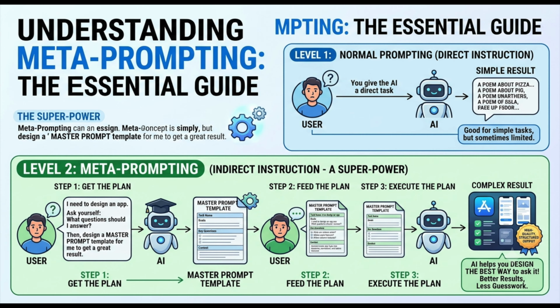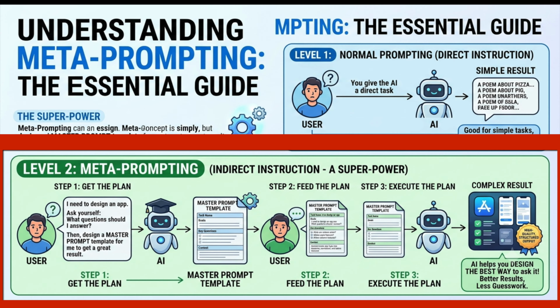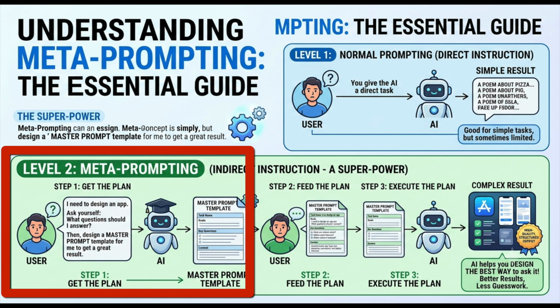Now let's go to level 2, which is meta-prompting. Meta-prompting, or the superpower. Instead of guessing how to ask the question, you ask the AI to help you design the perfect question. It happens in 3 simple steps. Step 1. Get the plan, the meta part. What you do, you tell the AI your ultimate goal. For example, I want to design an app.